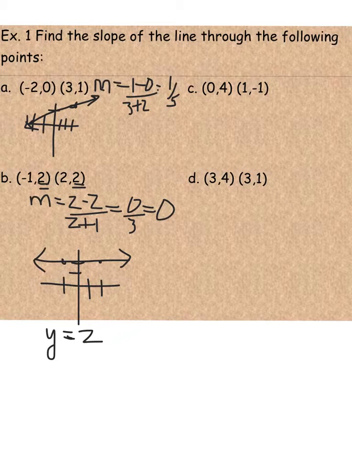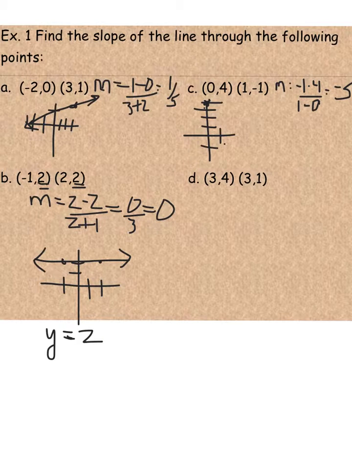In example C, we have a slope of -1 minus 4 over 1 minus 0, which will give us a slope of -5. So if we plot these points, you will see you will have a line that is falling. So any line that has a negative slope will be a falling line.